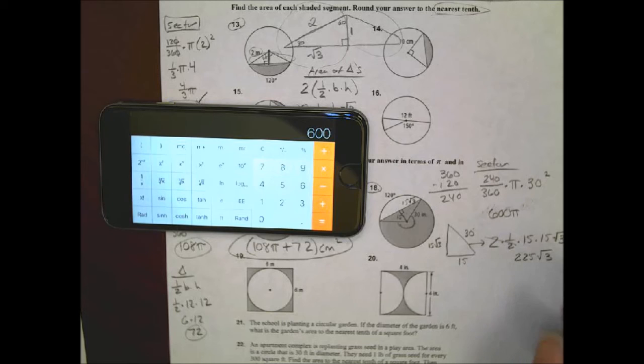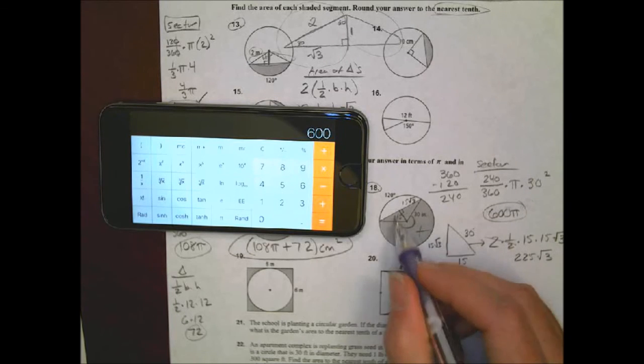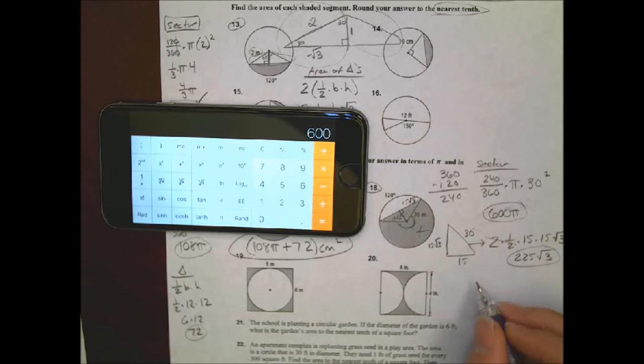So to do this one here, I'm going to be adding these two together, the sector plus the triangle. So my solution will be 600 pi plus 225 root 3. All of that is in inches squared for my area of that shaded region.